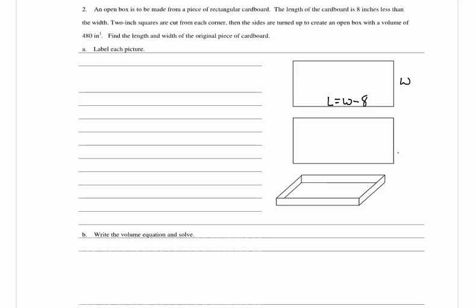And then they tell us that 2-inch squares are cut from each corner. Then the sides are turned up to create an open box with volume of 480 inches cubed. And then they want us to find the length and width of the original piece of cardboard. So we're going to dash out squares from each corner, and each of these is 2.